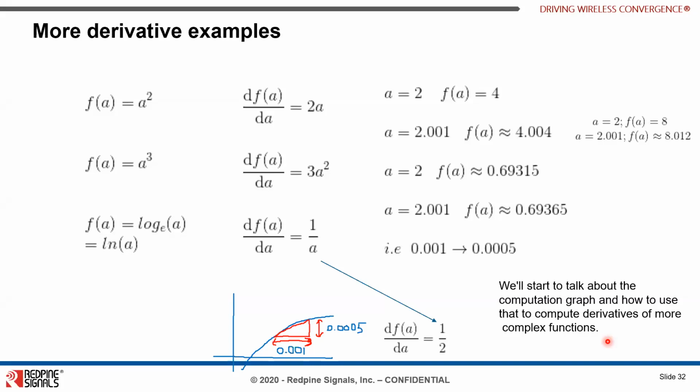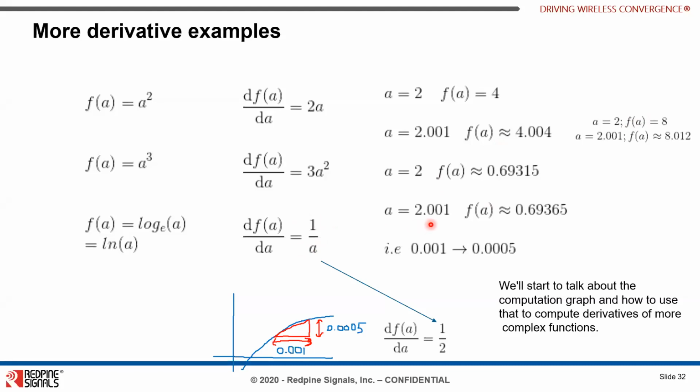Sir, may I know the last one, dfa by dA equals 1 by A. Yes. Then we got 1 by 2. Then how can we correlate this with this particular graph? How can we find the slope for this one, sir? See, this is the formula: dfa by dA is 1 by A. Now, how are you getting half? 1 by A, if A is 2, then 1 by 2 is half.